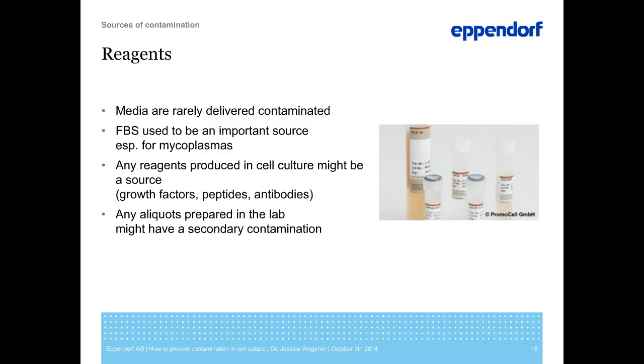Production facilities and labs working under GMP/GLP conditions do routine testing on the FBS that is used. Something that reversely changed over the last 10 to 15 years is that we now use reagents that are produced in cell culture. Before that, these reagents mostly came from bacterial sources. Antibodies or peptides you receive from cell culture might be contaminated if the production culture was contaminated.